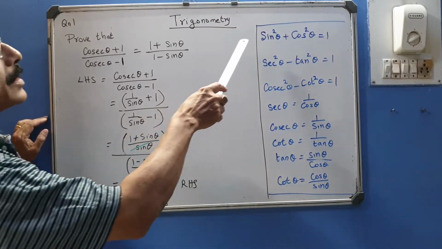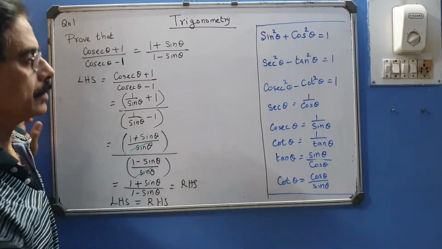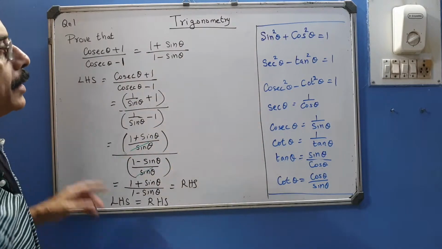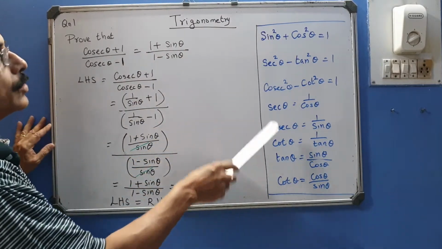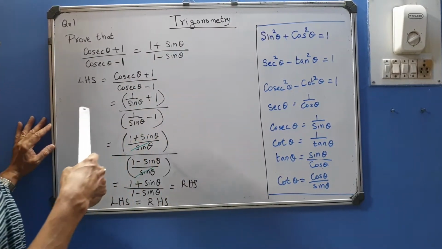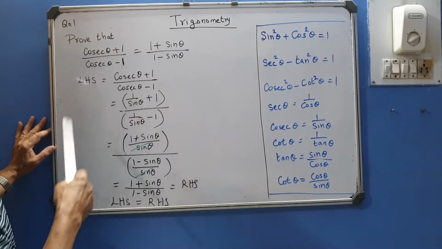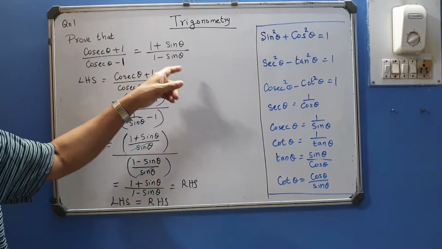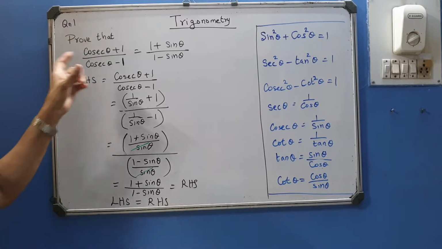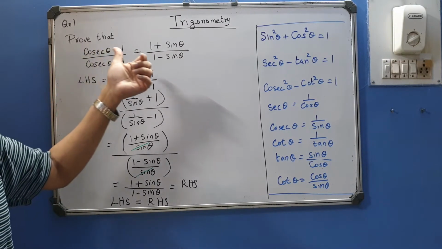Last class we discussed some standard identities. These are some of the standard identities which we have learned in last class. So based on this one, we will prove some other identities. There is a left side and a right side. Observe carefully which is the side more complicated.